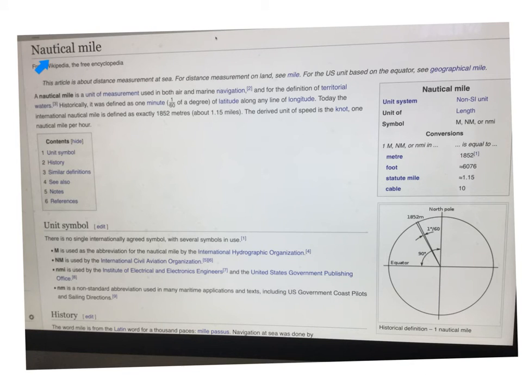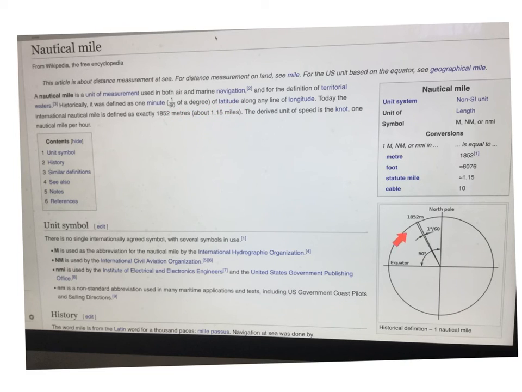Just a little bit about nautical miles. Here's the Wikipedia page. As you move from the equator to the North Pole, that would be 90 degrees. Well, 1 minute, which is 1/60th of 1 degree, so that distance is defined to be, or used to be historically defined to be, 1 nautical mile.